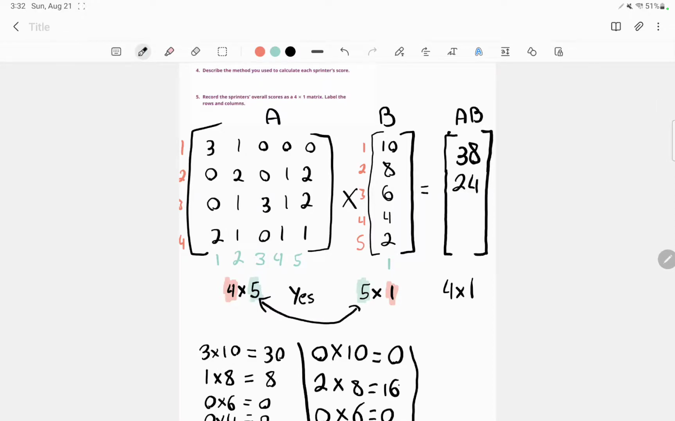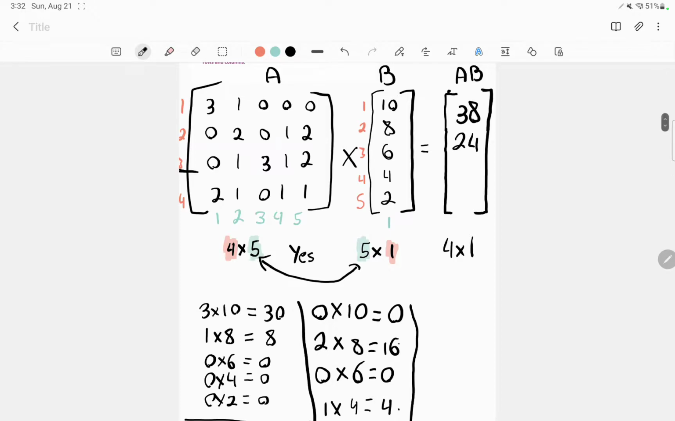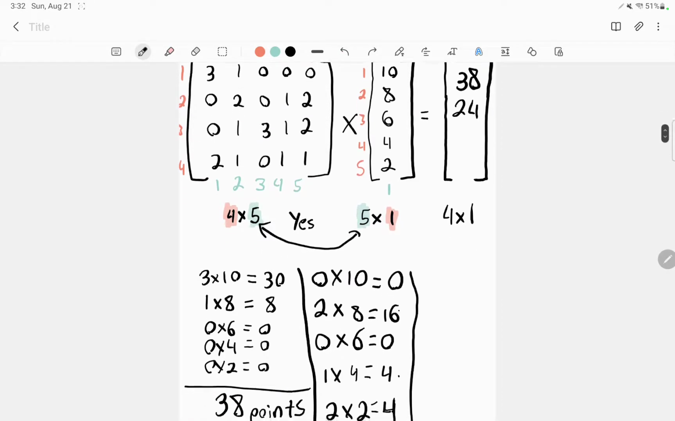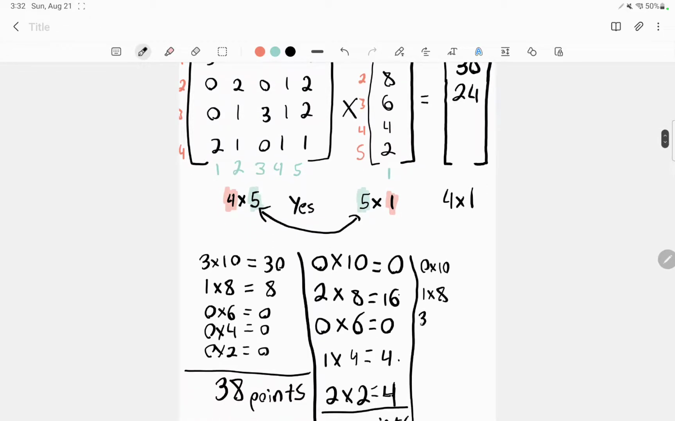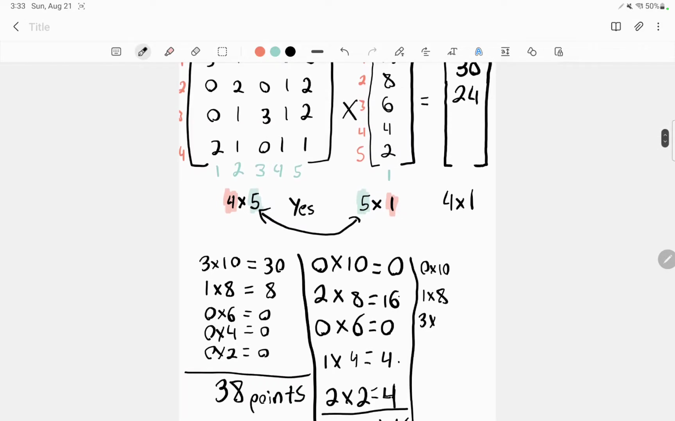Now, I'm going to do the third person, which is, I'm going to start right here. I'm going to put 0 times 10. Then it's going to be 1 times 8. Then it's going to be 3 times 6. Then it's going to be 4. No, I did it wrong. See, even I get confused. 1 times 4. And then it's going to be 2 times 2.